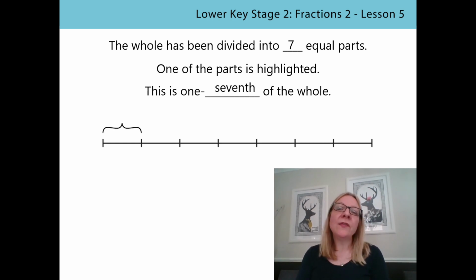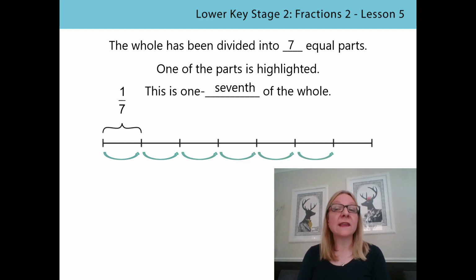If you thought that there were 8 equal parts, then go back and count those sections carefully, like this. 1, 2, 3, 4, 5, 6, 7. The whole has been divided into 7 equal parts.